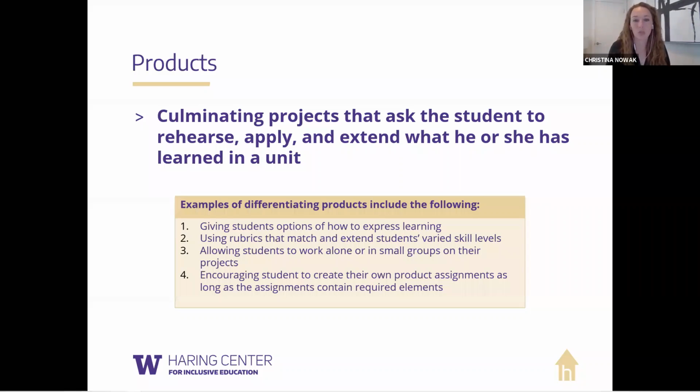One, you can give students options of how to express their learning. Two, you can use rubrics that match and extend varied skill levels. Three, you can allow students to work alone or in small groups on their projects. And four, you can encourage students to create their own product assignment as long as the assignment contains the required elements. Another way we can understand this principle of differentiated instruction is by providing opportunity for students to express their uniqueness and to not be confined to one specific way of representing their content.